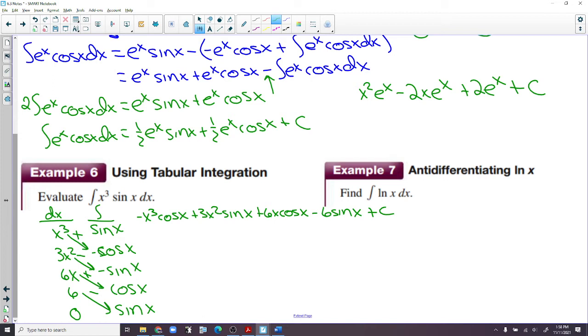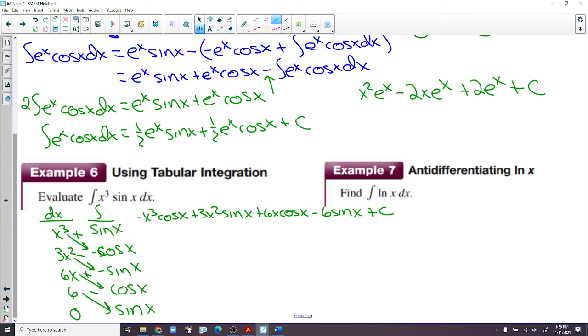Lengthy answer, but the time required to do it is shortened by the tabular method. It doesn't take that long. It'd take forever if we had to do it the long way. Questions on tabular? Just got to follow that pattern. And today's a lot about patterns. Just know the pattern, you got it.